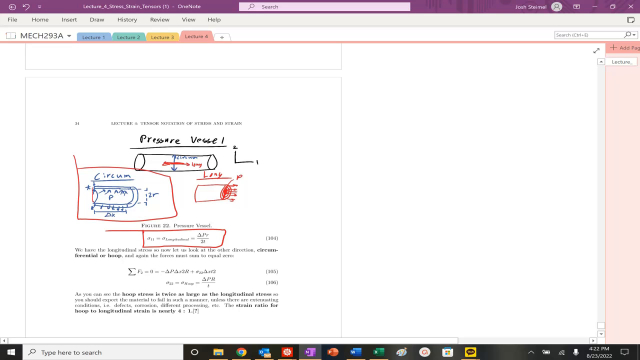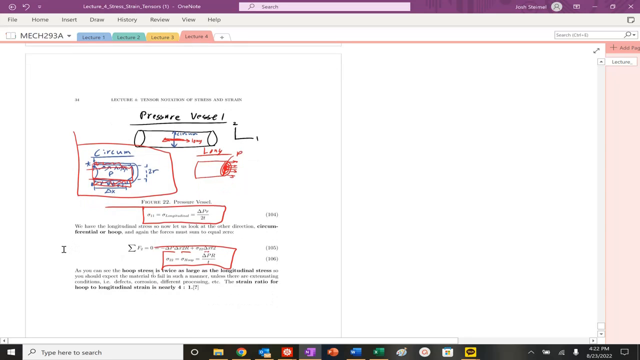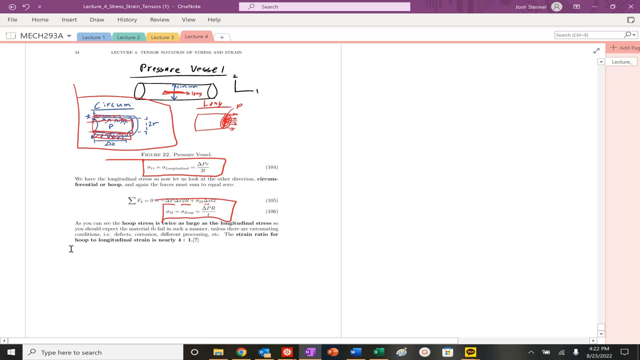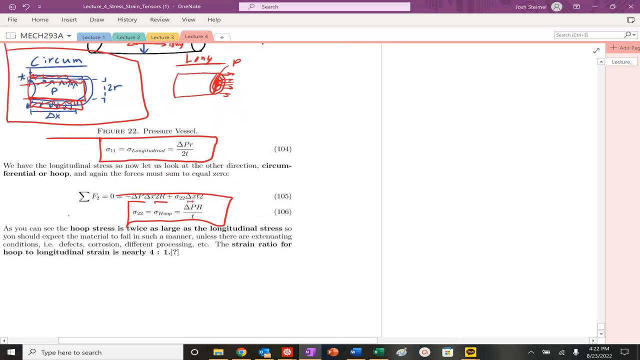We could do the same thing for a transverse cut to figure out our circumferential stress. Again, we're going to have a delta P times a delta X times this 2R, and then a stress coming out in the other direction, which is going to be this little distance here. So sigma 2 times a delta X times a thickness T, and then times 2 of them because there's 2 of these little surfaces. This will be our sigma 2 in this particular problem, our circumferential stress, and it's going to be our hoop stress. You can clearly see here that our hoop stress is twice as large as our longitudinal stress.